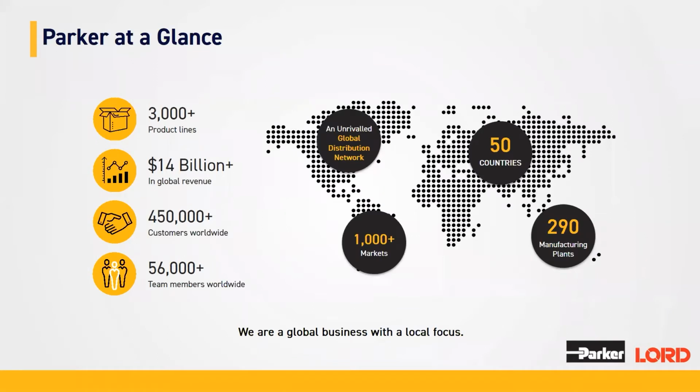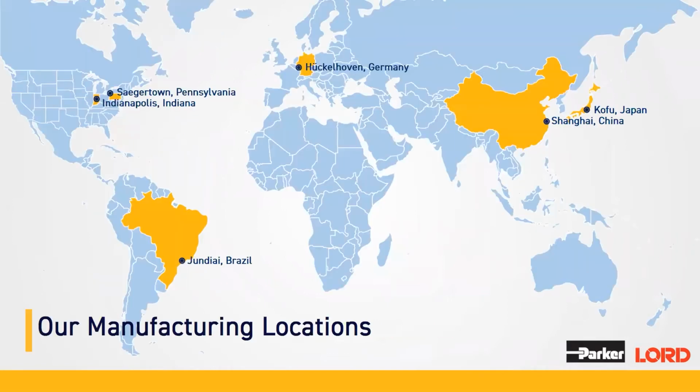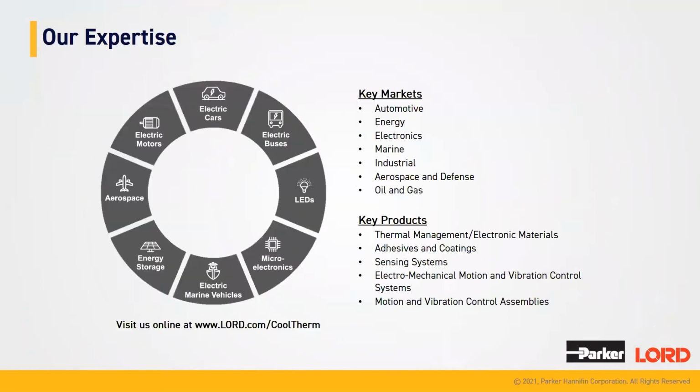So Parker at a glance. We have more than 3,000 different product lines. We're located in 50 different countries, so we're able to really service customers all around the globe. We really are a global business with a local focus. Specifically, Parker Lord's manufacturing facilities domestically are located in Sagertown, Pennsylvania, as well as Indianapolis, Indiana. Globally, we also have some international ones. Other manufacturing facilities are in Brazil, Germany, Japan, and China.